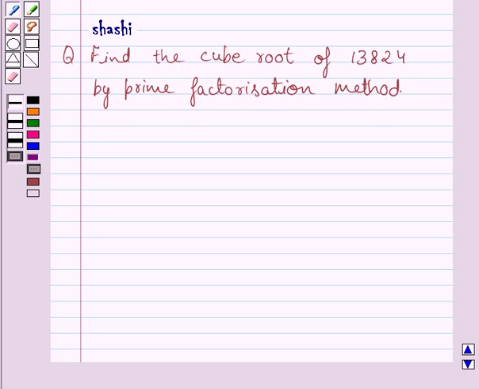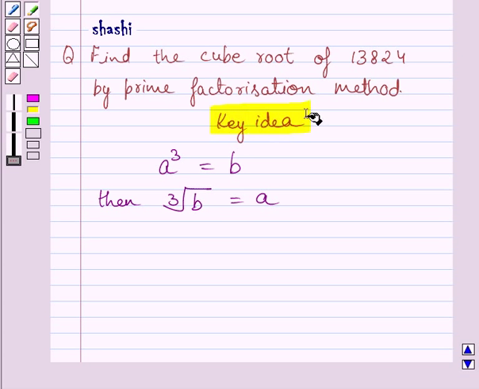Now first of all, let us understand that if a and b are two integers such that a cube is equal to b, then cube root of b is equal to a. Here this symbol denotes cube root. We will use this fact as our key idea to solve the given question. Let us now start with the solution.